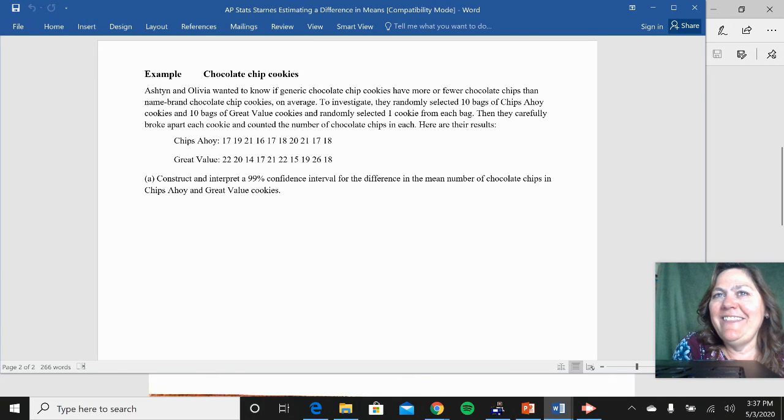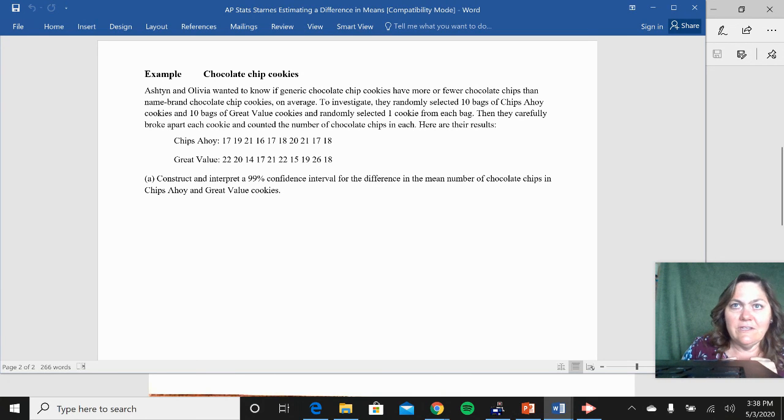And then they broke open each cookie and counted how many chocolate chips were in each one. So here's their results. Okay. What it's asking you to do is to run a CI, confidence interval, 99%, for the true mean difference in number of chocolate chips per cookie between the 2 brands. This is definitely a 2-sample t interval in this case, because you have Chips Ahoy and Great Value. They're completely separate populations.